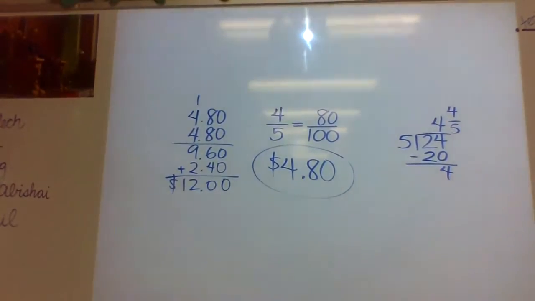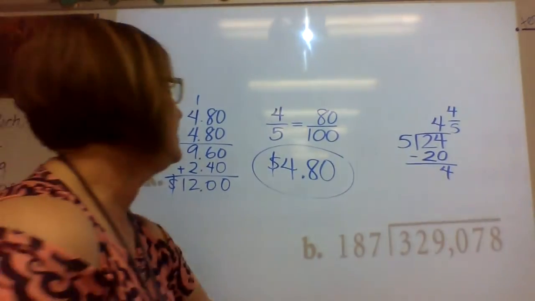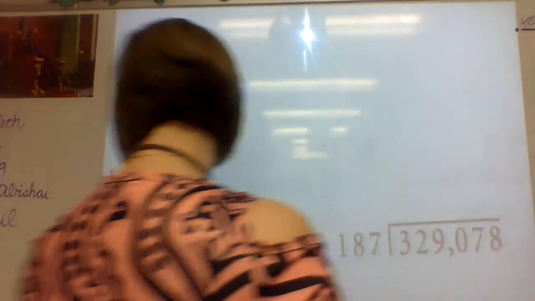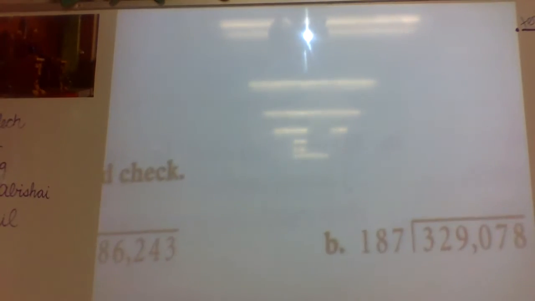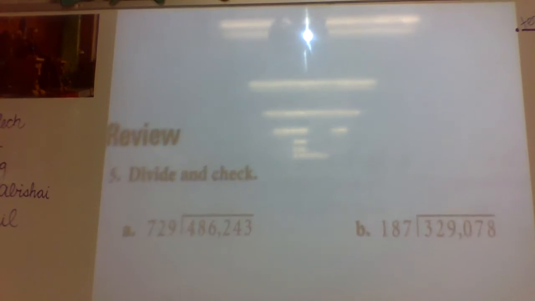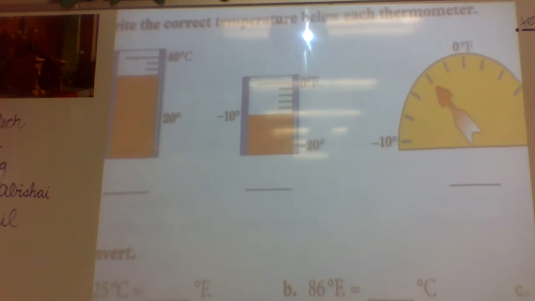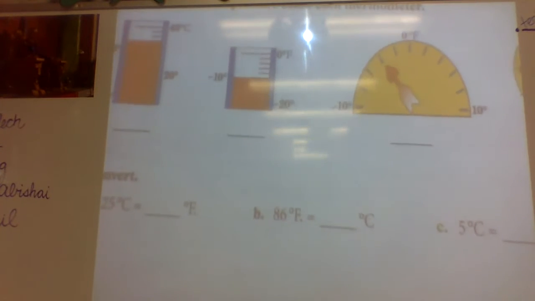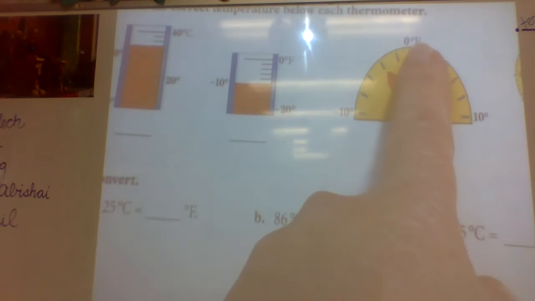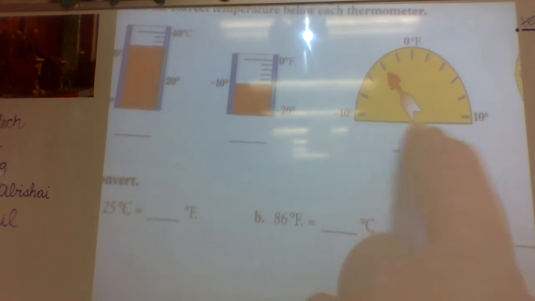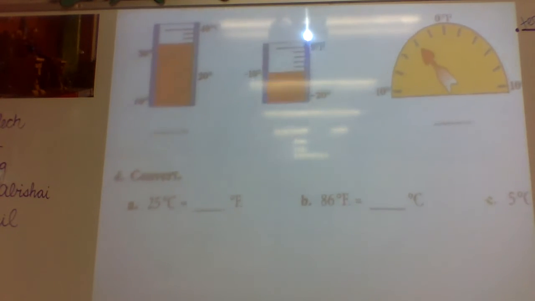Story problems, that's the front. The back of the page is mostly a review. You're going to read some thermometers. Let me make this smaller so you can see again. Make sure you look and see which way it's going. Like this one over here. This dial is going below 0. See? This is minus 0. This is above 0. So pay attention to where that's going.